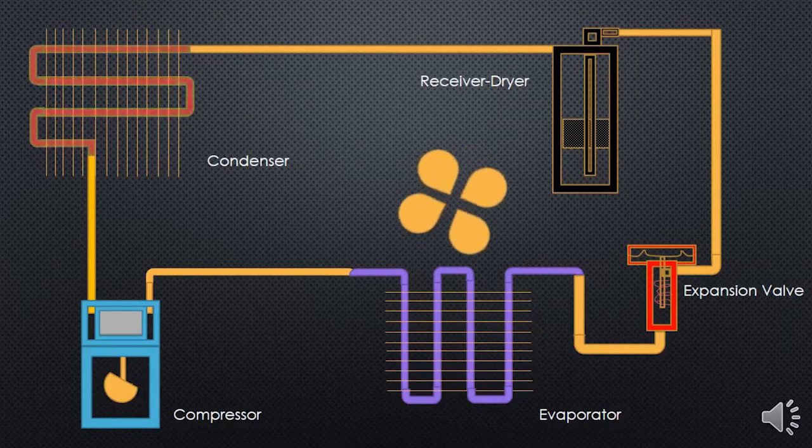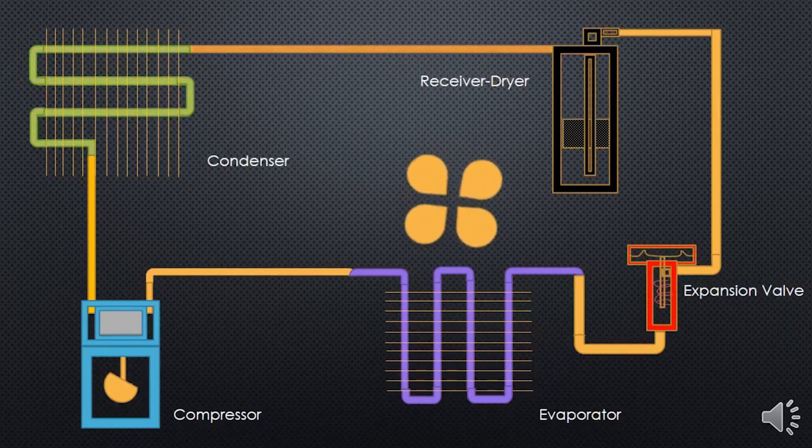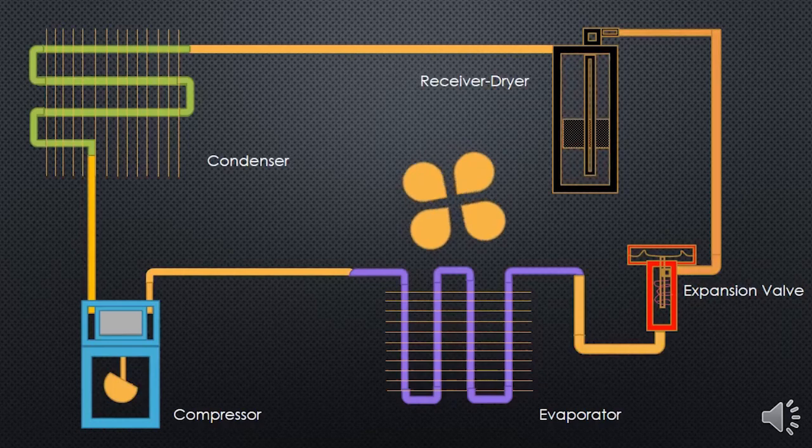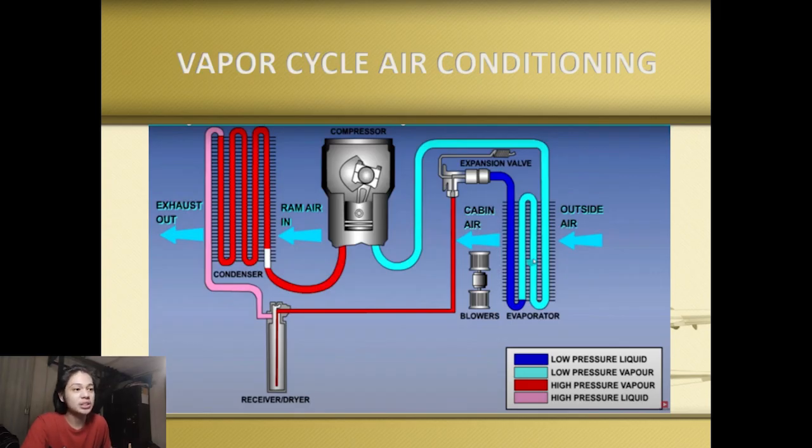The next component is the condenser. The condenser condenses the substance from vapor to liquid, which will turn it into, again, color pink, which signifies the high pressure liquid. Then after the condenser, it will now go again to the receiver dryer component, and the cycle will continuously go on for this system.